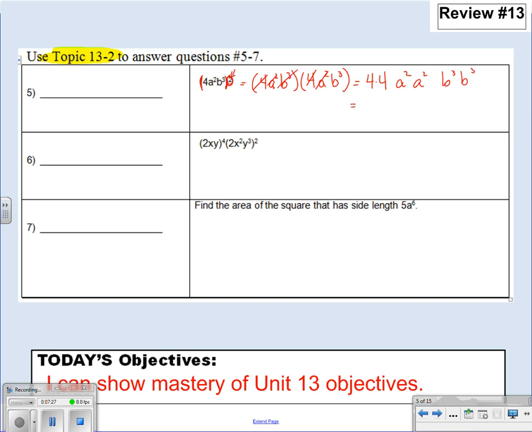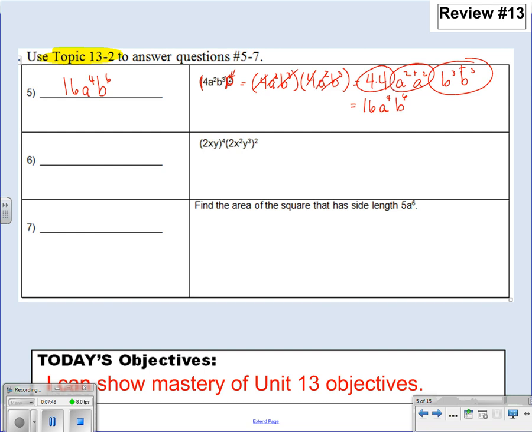And now we're going to multiply. 4 times 4 is 16. Our a squares have the same base, so we can add their exponents. That'll be a to the 4th. B cubes have the same base, so we can add their exponents. 3 plus 3 is 6. So our answer is 16 a to the 4th b to the 6th.